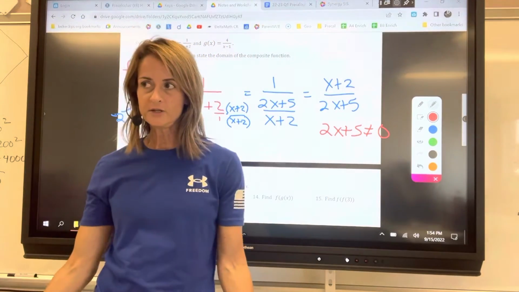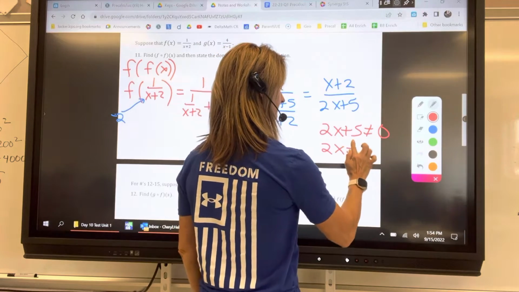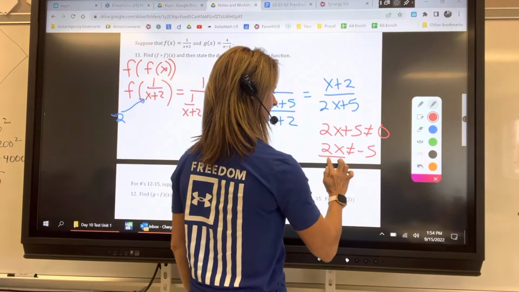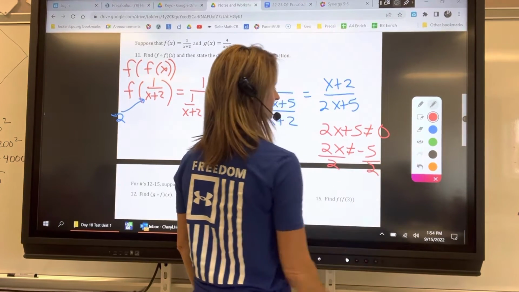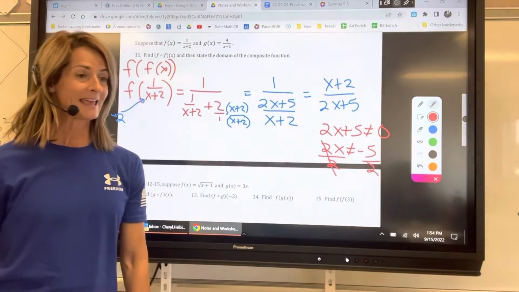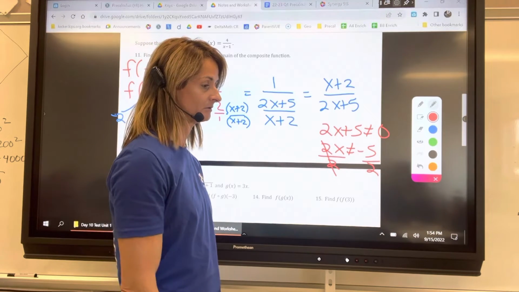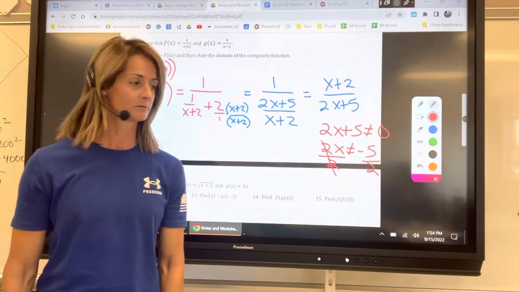You can probably do that in your head, but that's going to be 2x, and then you divide by 2. So x can't be -5/2. So x can't be -5/2, and x can't be -2. Those are the two values we're going to take out.